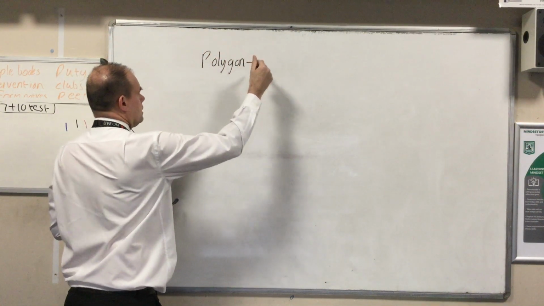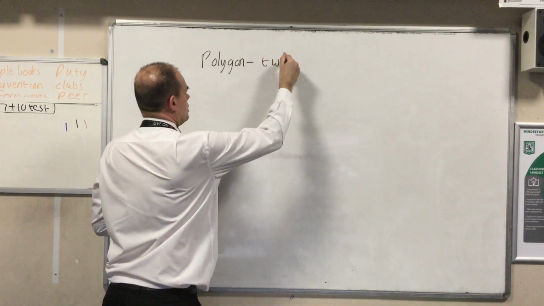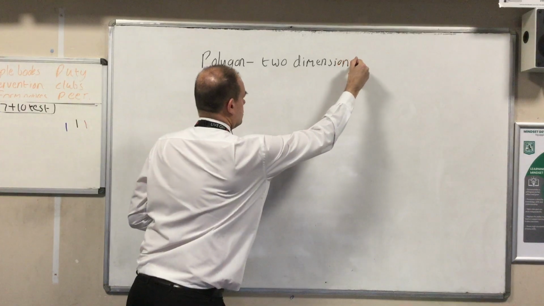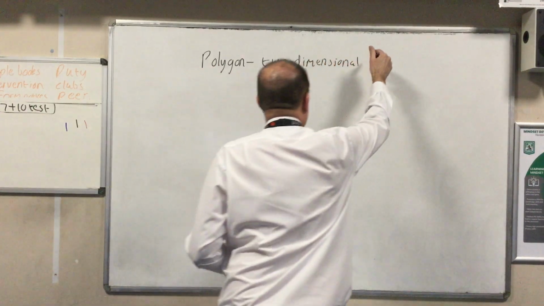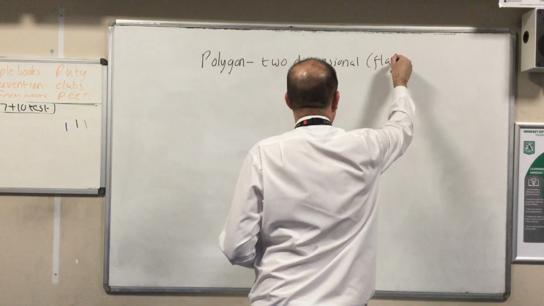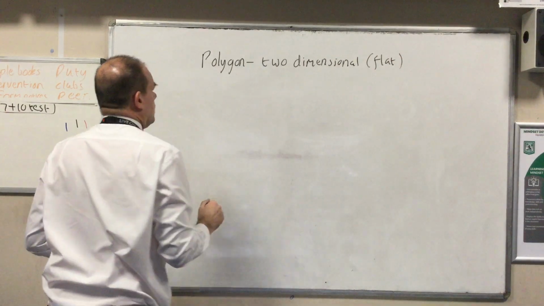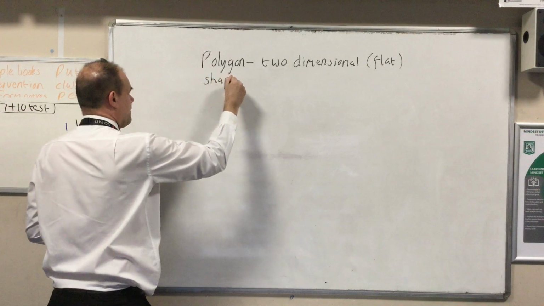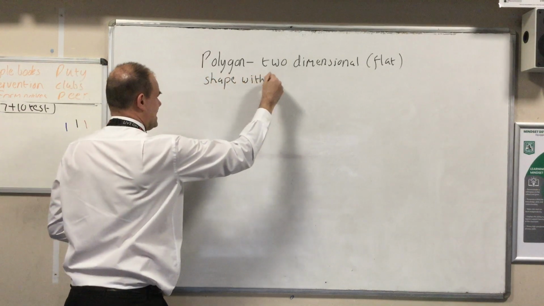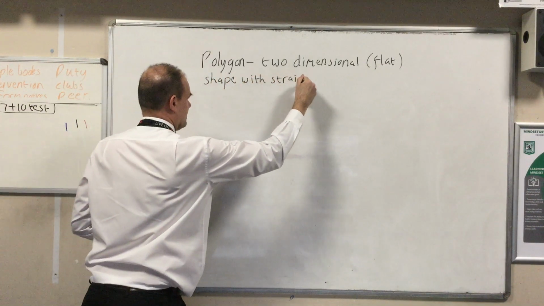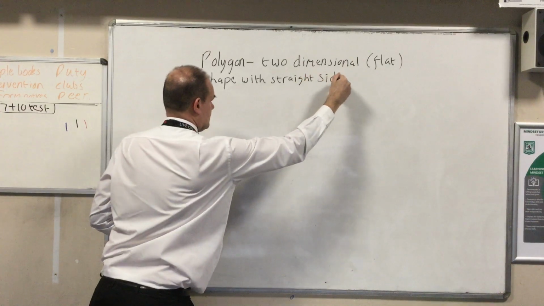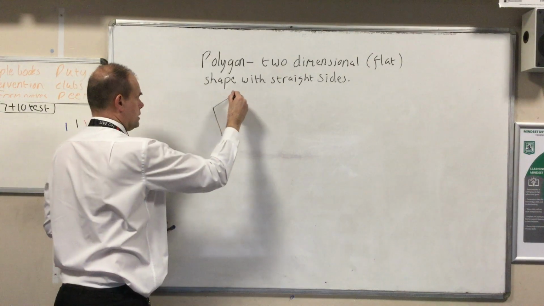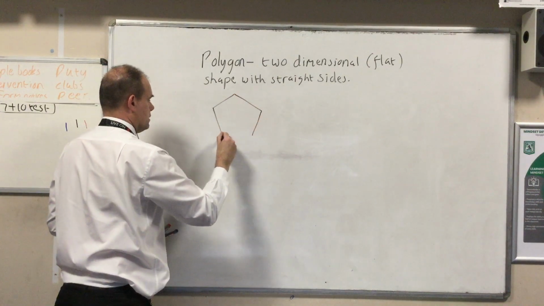Right, polygon is a two-dimensional. That means it's flat, like this whiteboard I'm writing on. So it's two-dimensional, flat, in other words, shape with straight sides. It must be straight. So, for example, at the moment I'm drawing a 5-sided shape.